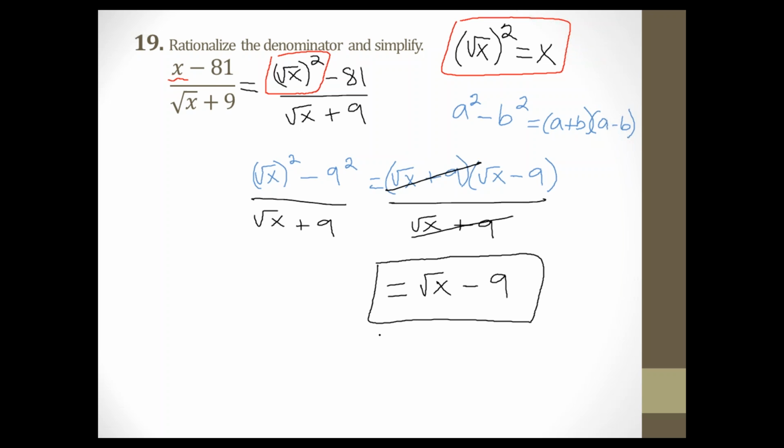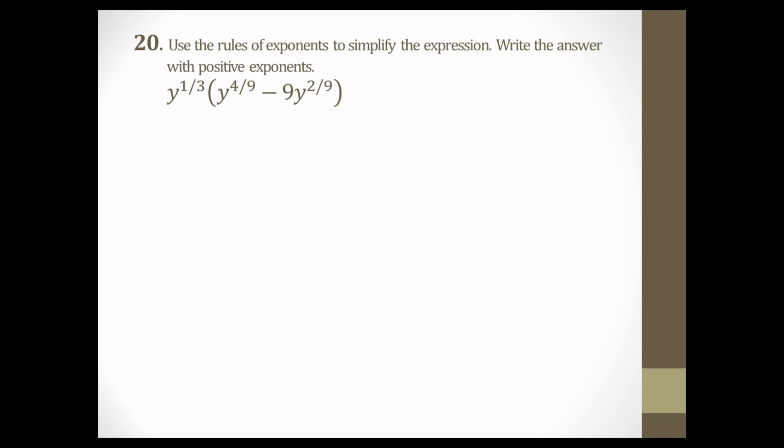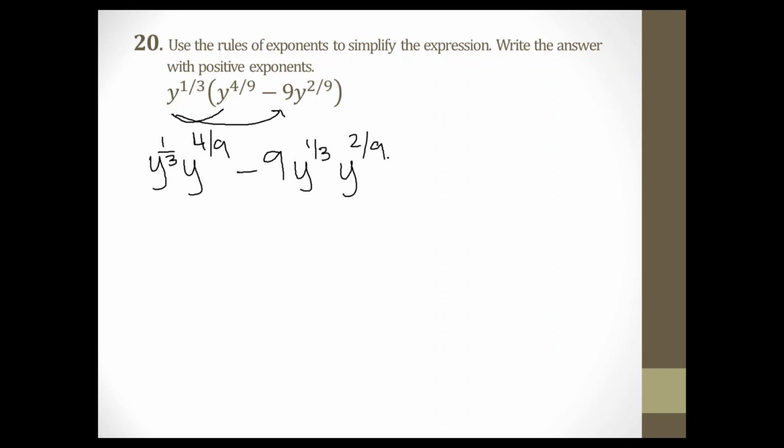Okay, number 20. Use the rules of exponents to simplify the expression. Write the answer with positive exponents. So we're going to distribute multiplication. So we have y to the 1/3 times y to the 4/9. I'm just going to write it out. That's y to the 1/3 times y to the 4/9. And then minus, that'll be minus 9 y to the 1/3 times y to the 2/9.